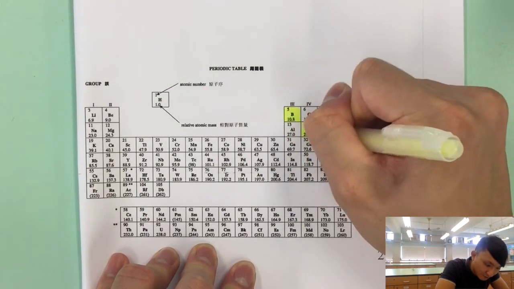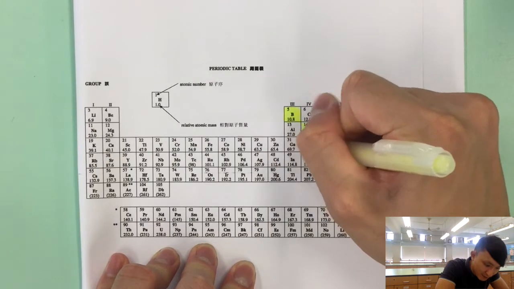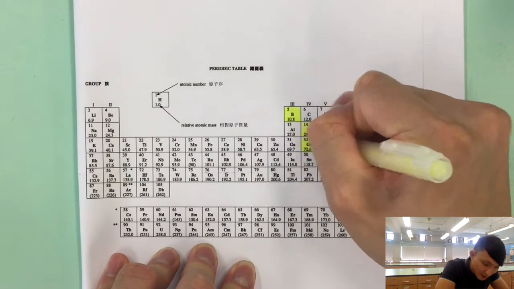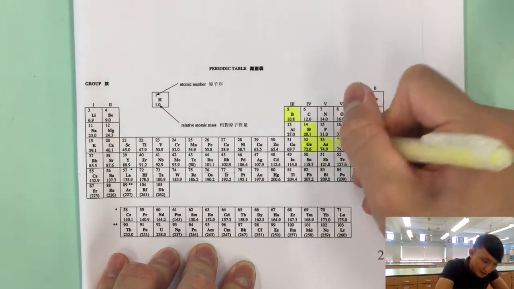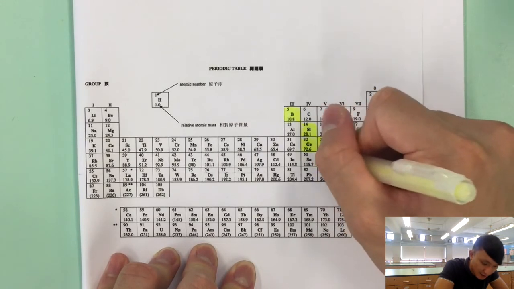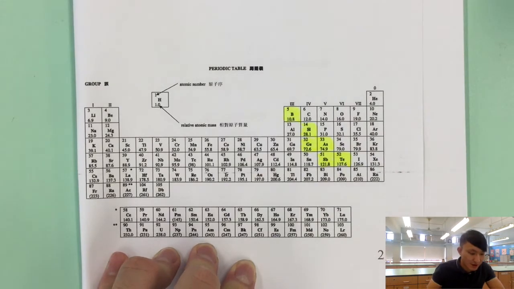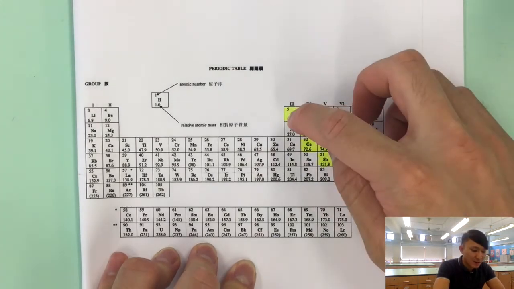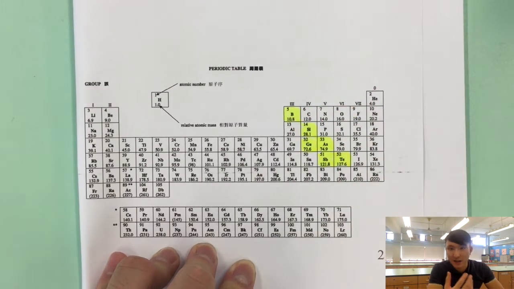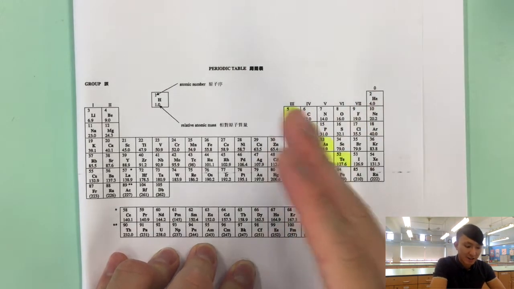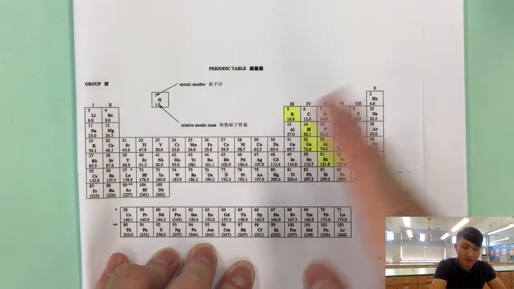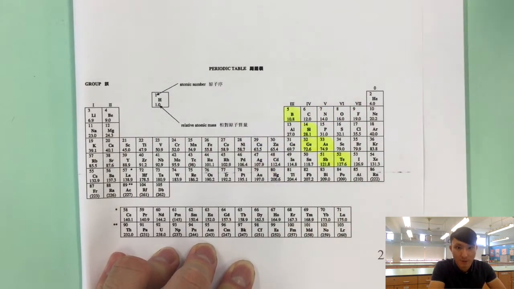silicon, germanium, arsenic, antimony, and also tellurium. This yellow part forms a boundary for the semimetals. Anything on the left would be metals, and anything on the right of this boundary would be nonmetals.